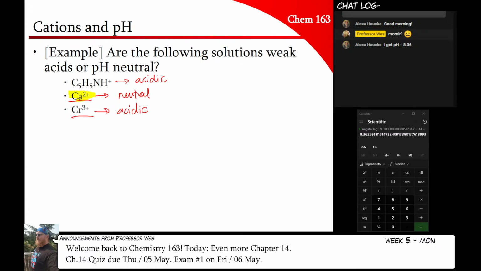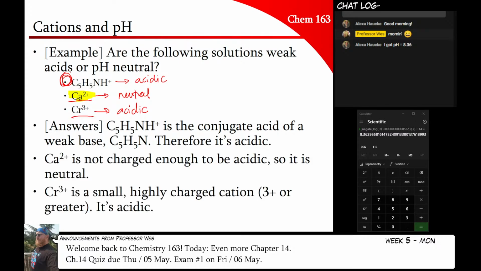Now, of these, only this first one here is one that we would actually calculate the pH for. The second one, there's no calculation required. It's pH neutral. And the third one would require more data.